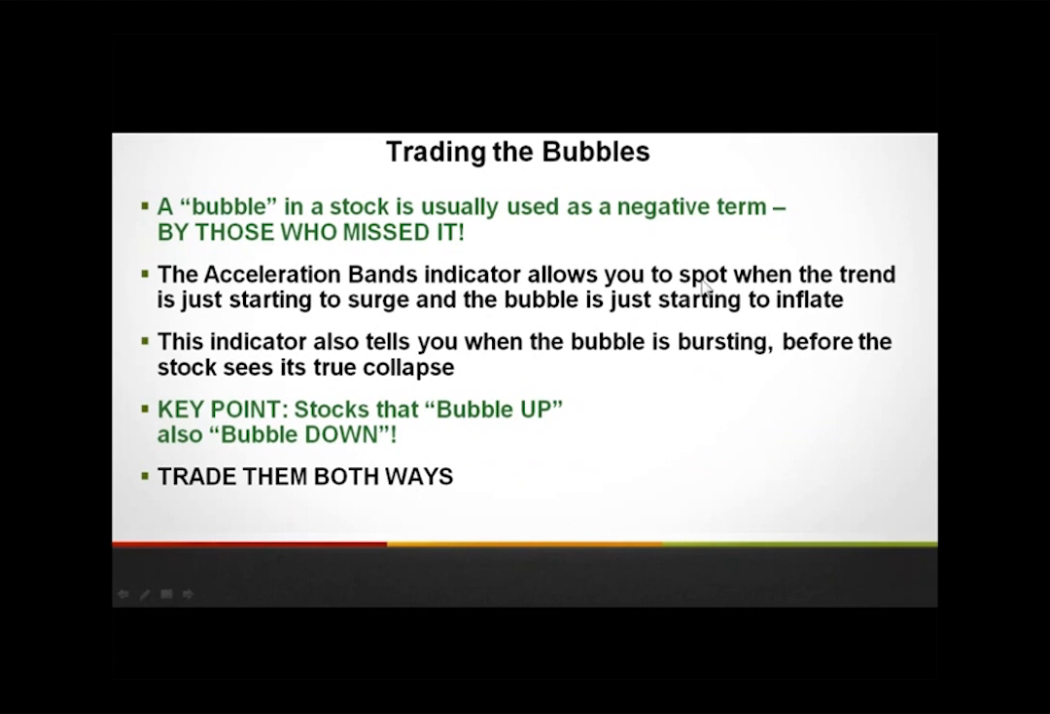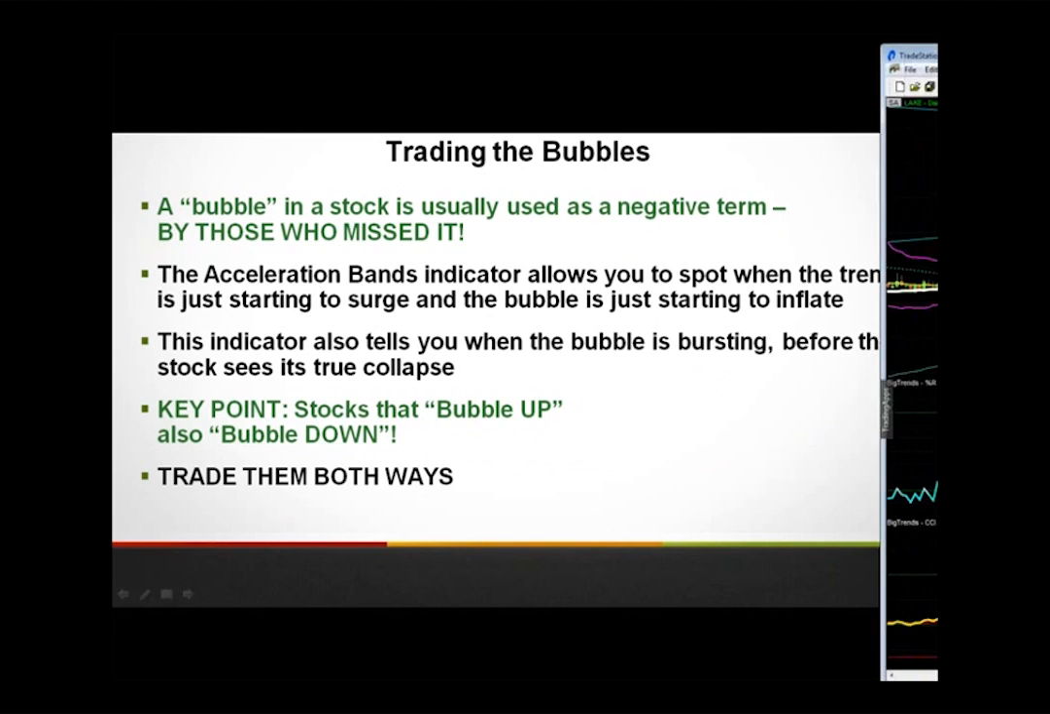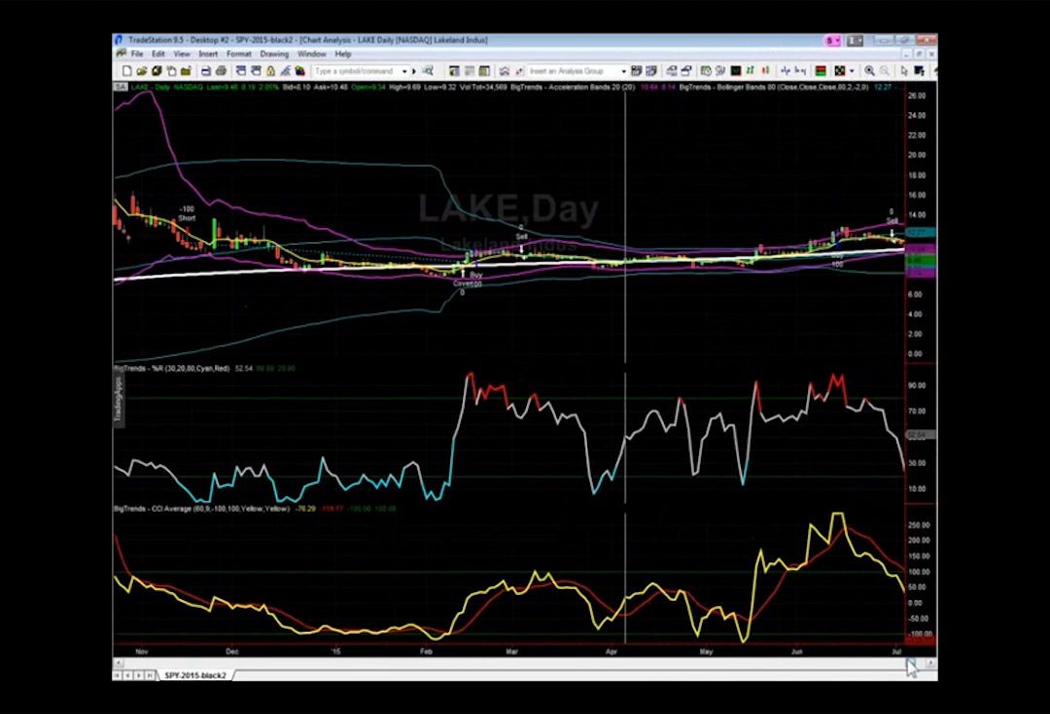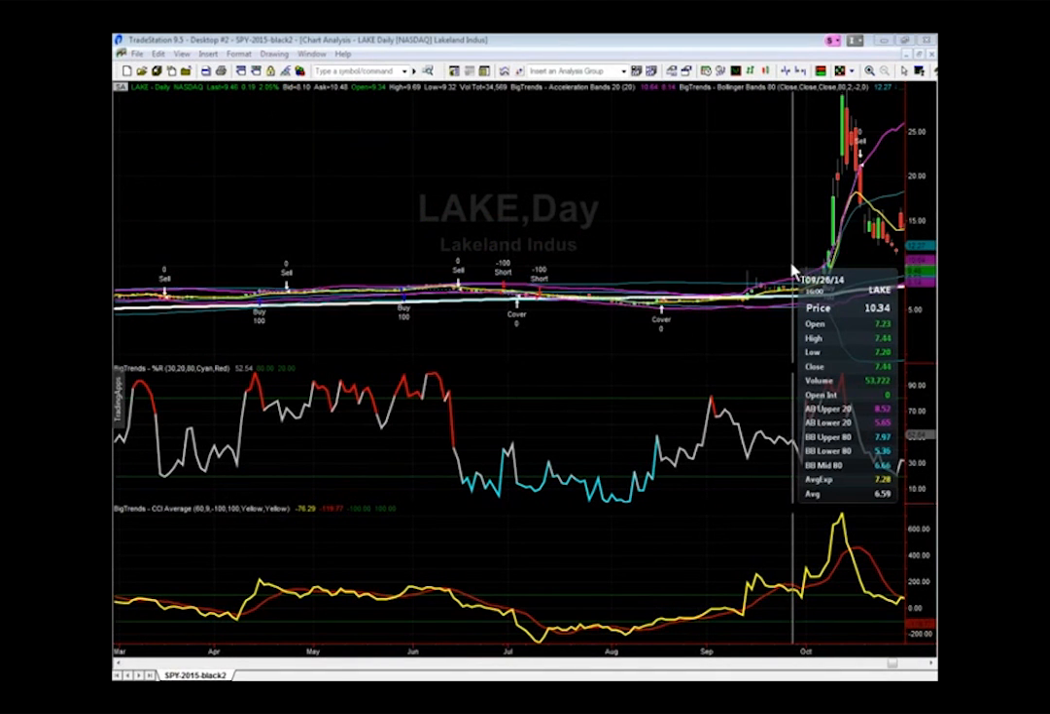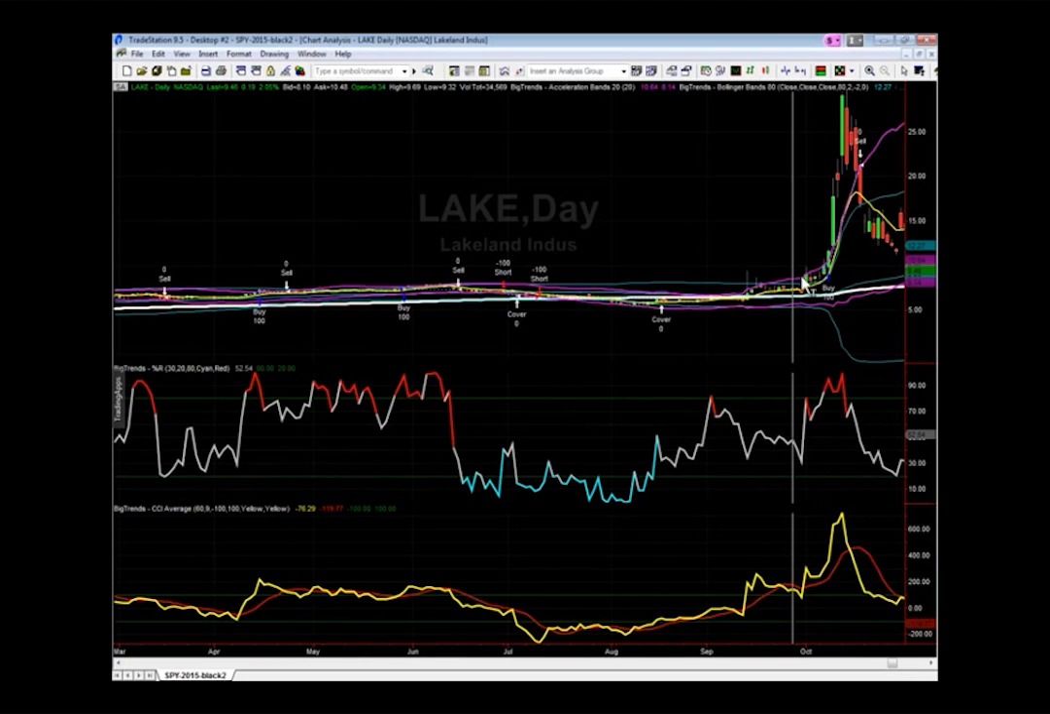The prior guest got too tall there for a second, and I was like, this was a great example of a stock, Lakeland Industries. Last year, everybody was getting worried about Ebola. Last fall, it's already been a year with that. And you can see I've got my acceleration bands as well as percent R, and we're going to talk today about the CCI, all laid out here.